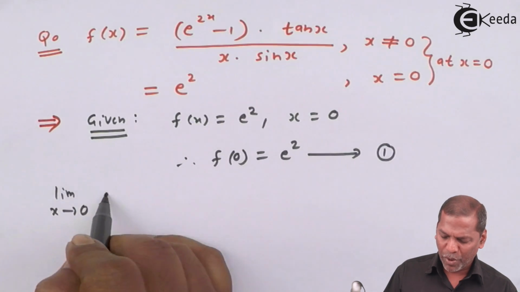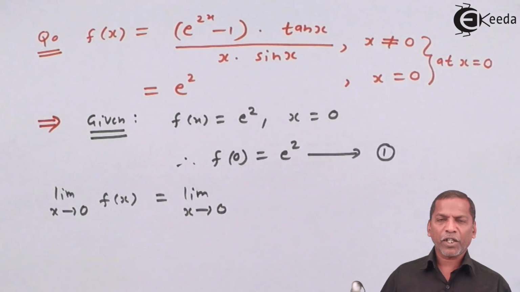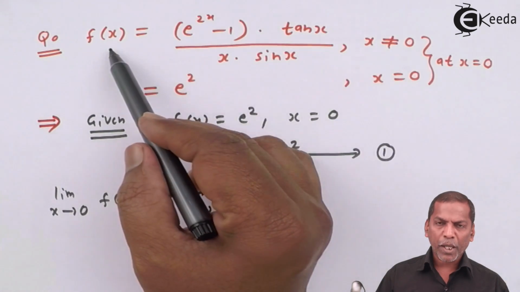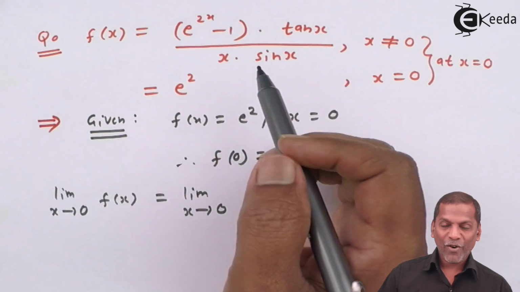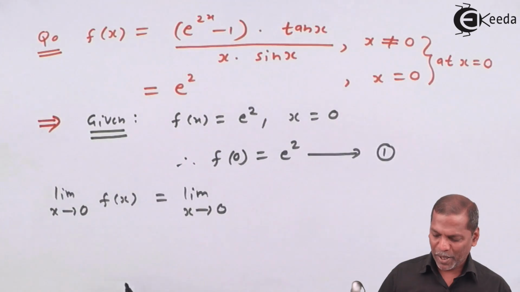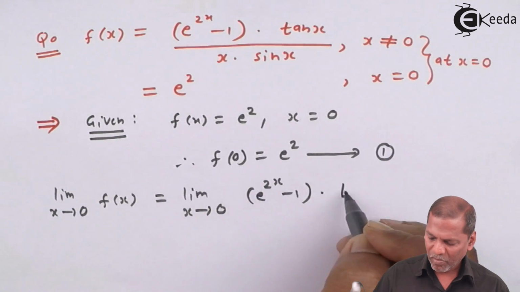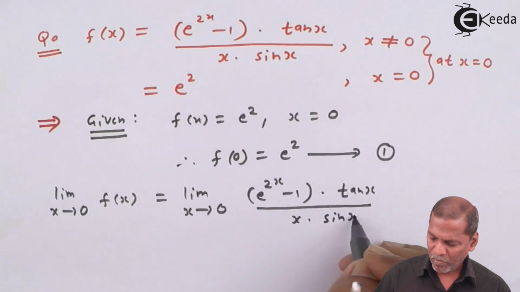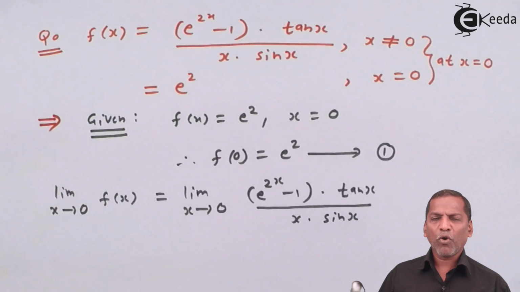Second part, limit x tends to 0 f of x is equal to limit x tends to 0. Now x tends to 0 means x not equal to 0. So f of x is defined as (e raised to x minus 1) into tan x, and whole thing divided by x into sin x. Now here, to get the limits rule, we have to divide numerator and denominator by x square.